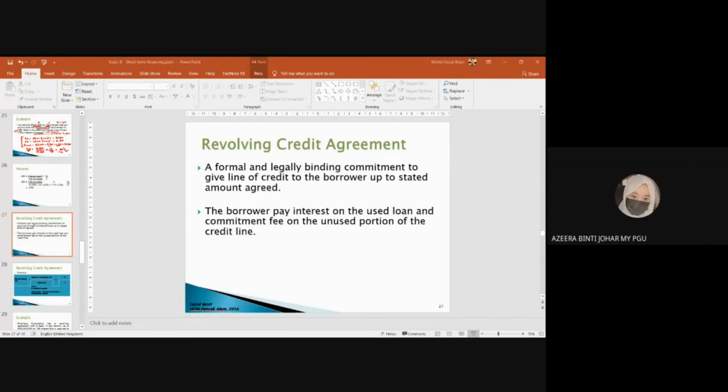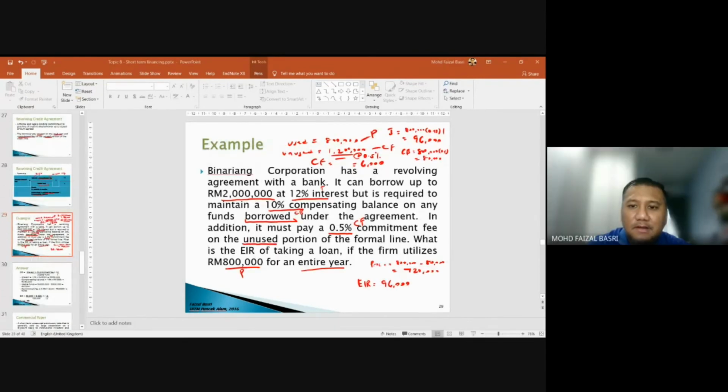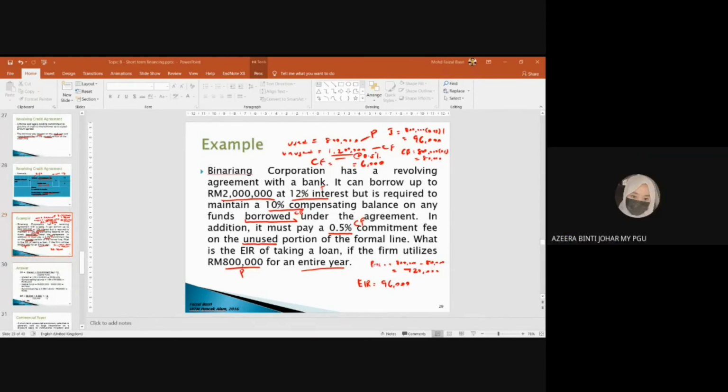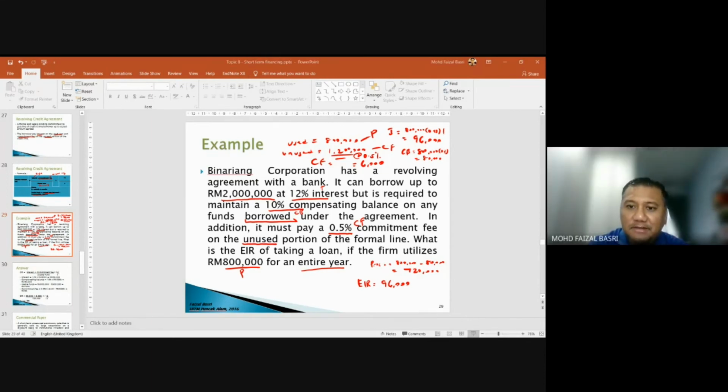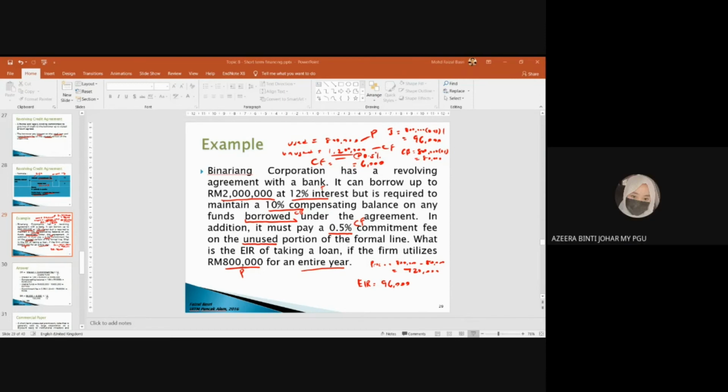Excuse me, sir. Ada pertanyaan ke? Ada tak nampak calculation yang mana? Baru je nampak the calculation. Baru nampak. Yang ni nampak? Ya, baru nampak. Tadi tak ada.